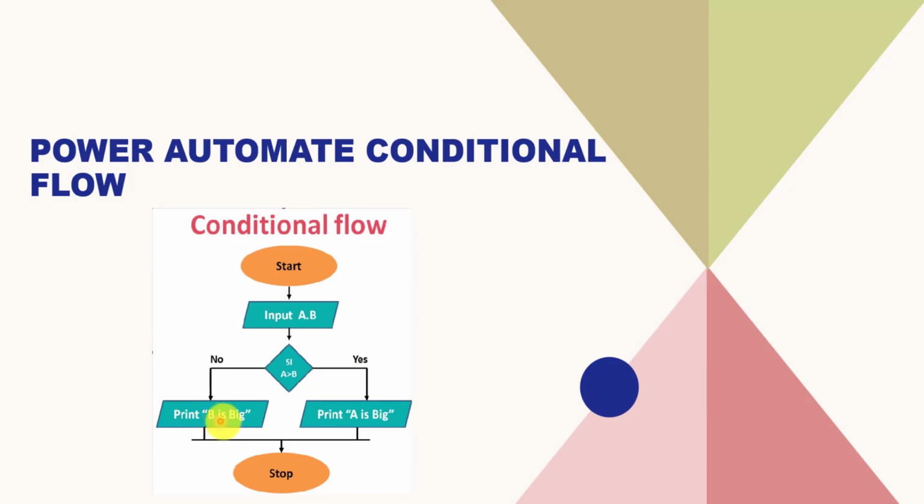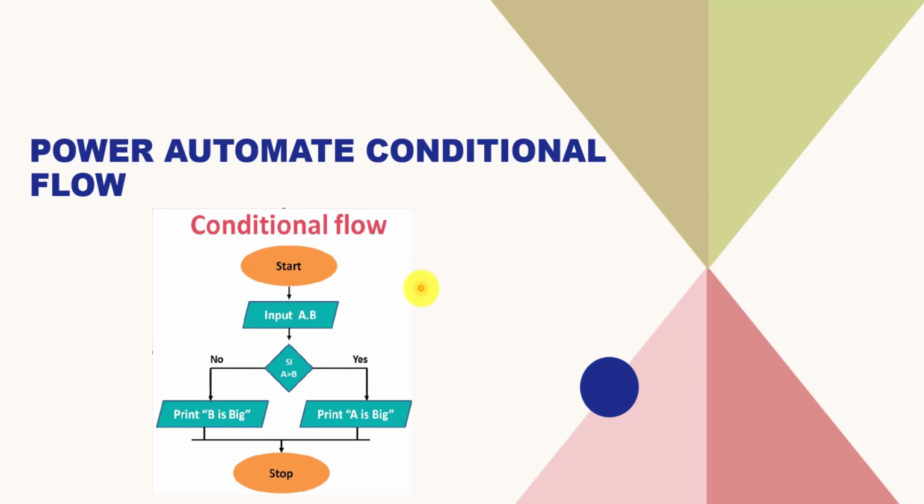and it will print B. Once the condition gets satisfied, it will run the action which we have provided. Once it runs, it will come out of the loop and the flow gets stopped. So this is how it works. So now let's see an example in Power Automate.